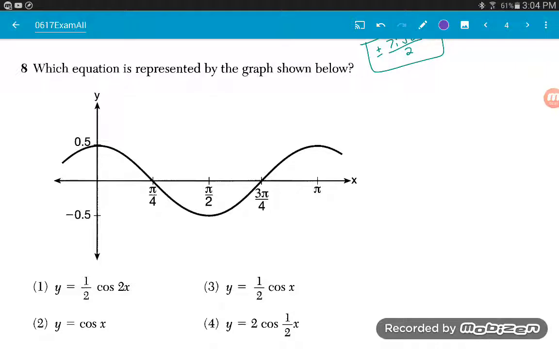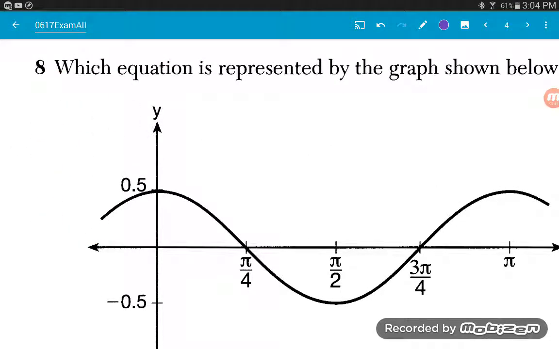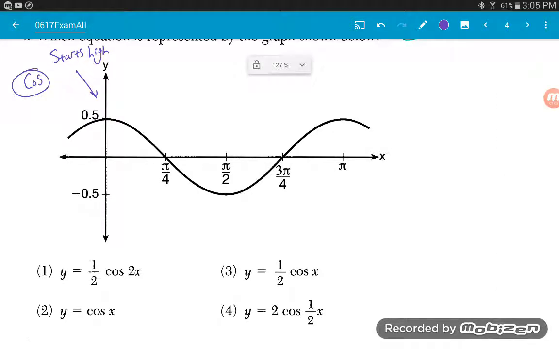Which equation is represented by the graph shown below? There's a couple parts to it. The function starts high. Sorry for the messy handwriting on that one. It starts high. That means it's a cosine function. A sine function would start at the midline. That's where it would start if it was a sine, so it doesn't start there. It starts up high, so it's a cosine. All of our answers are cosines, so that doesn't help us yet.